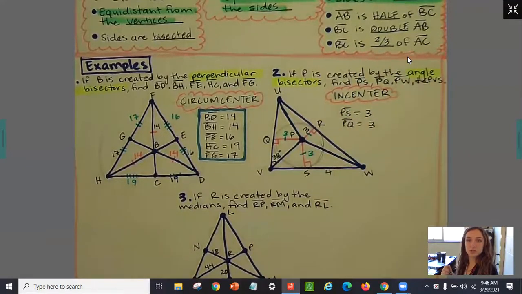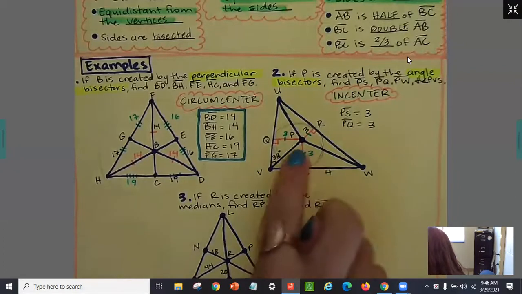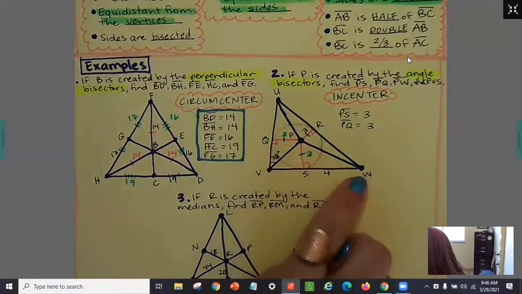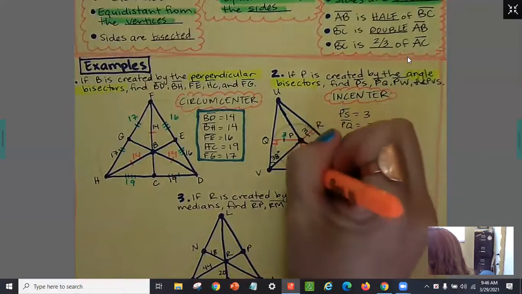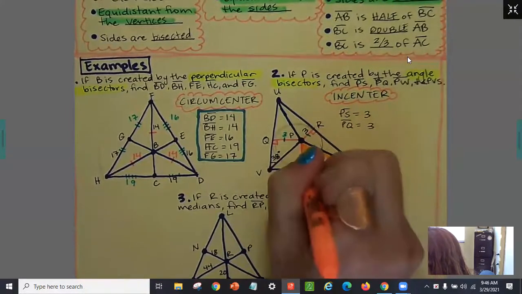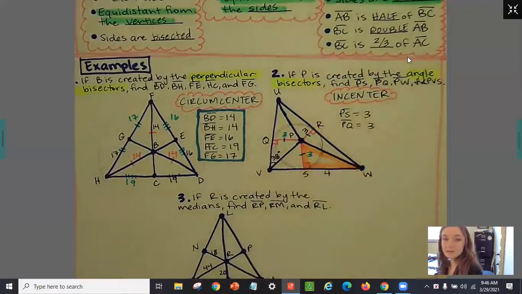Okay, so now let's move on to the other ones. And with the incenter, things are not bisected here, so we're going to have to do a little bit different things. And we know that we're trying to find PW here. So we actually have this little triangle that's going on the inside. So let me just highlight this right here. Okay, and it is a right triangle.